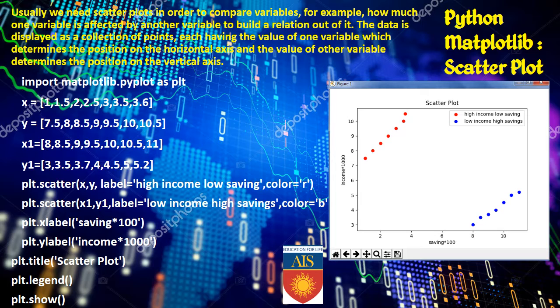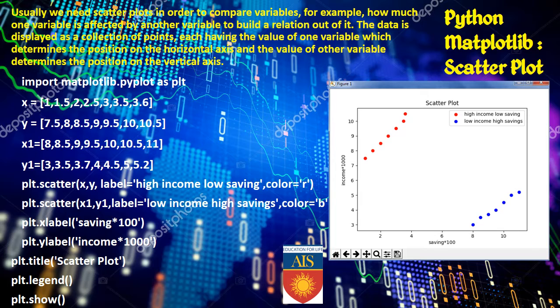Now how can we create it? Import matplotlib.pyplot as plt. x equals, we need to assign the values. It can be decimal values or any other numerical values. Then y also, then x1 another value, y1 also we need to assign the values. So we need to assign a set of values as per our requirement. plt.scatter x, y, label high income, low saving, color as r. plt.scatter x1, y1, label equal low income, high saving, color is blue for b.